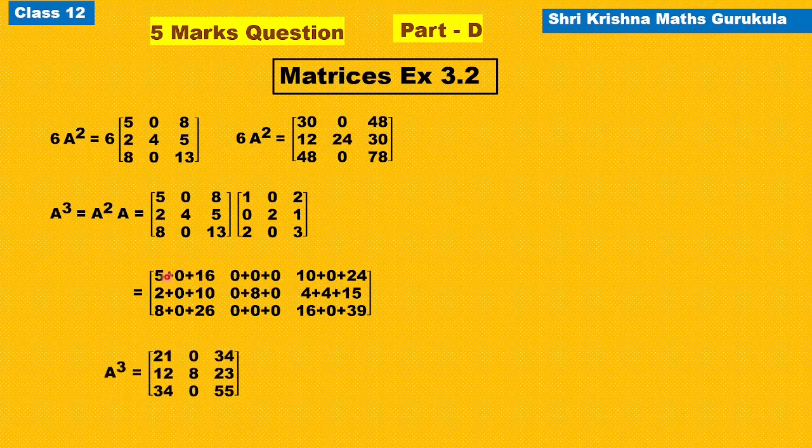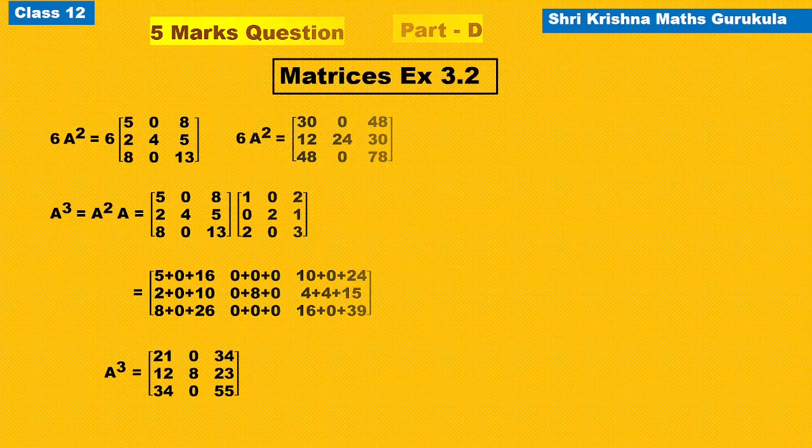So this is 16 plus 5, 21. This is 0. And this is 10 plus 24, 34. This is 2 plus 10, 12. This is 8. This is 15 plus 8 is 23. Then 8 plus 26 is 34. This is 0. Then it is 39 plus 16, 55. So this is a cube.